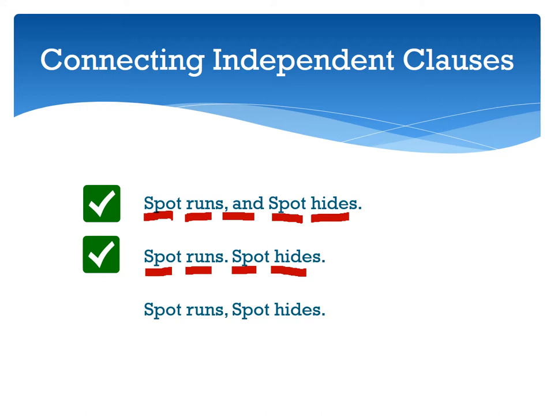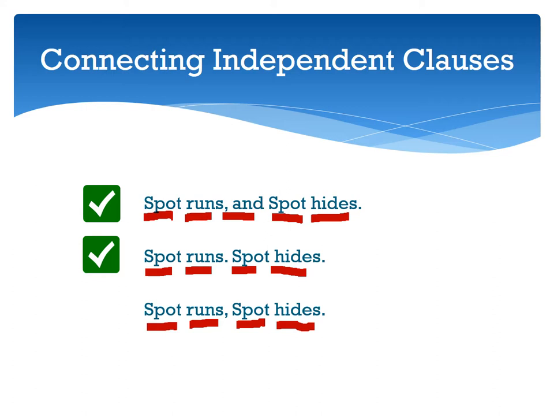Here we've got another scenario. Okay, we've got our independent clauses. We've got our subject Spot, we've got our verb runs. We've got our subject Spot, what's he doing? He hides. So we got our two independent clauses, but here the comma is all alone. It's all by itself there. And the comma all by itself is not strong enough to connect independent clauses. And so we need one of those FANBOYS in there to help that comma out.